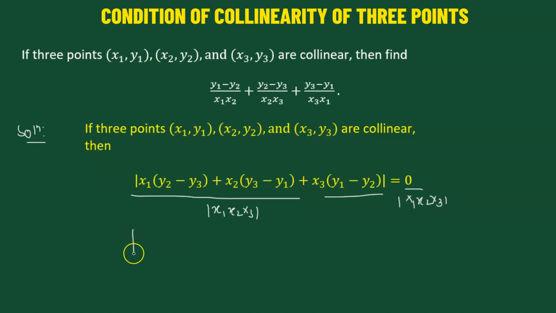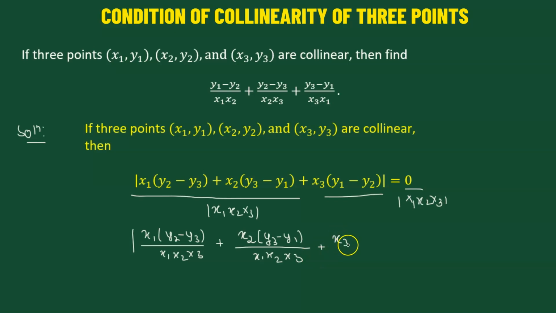Now this is simply equal to x1 multiplied by (y2 minus y3) divided by x1, x2, x3. For the second term, we have x2 multiplied by (y3 minus y1) divided by x1, x2, x3. And then we have x3 multiplied by (y1 minus y2) divided by x1, x2, x3. So this will be equal to 0.